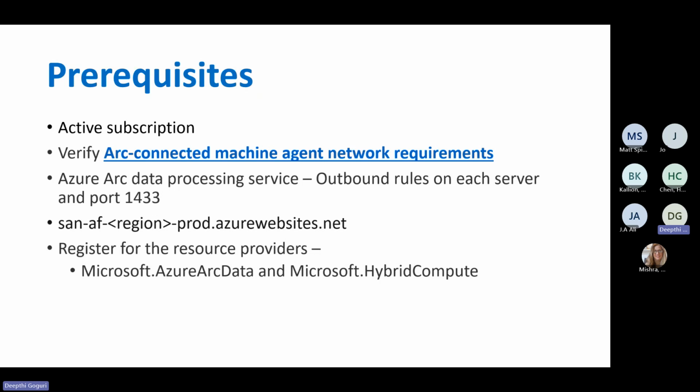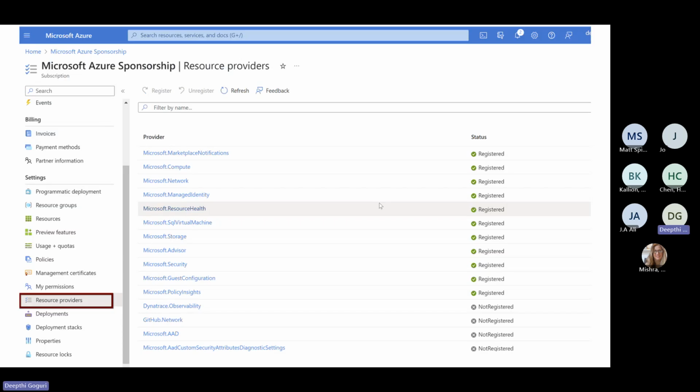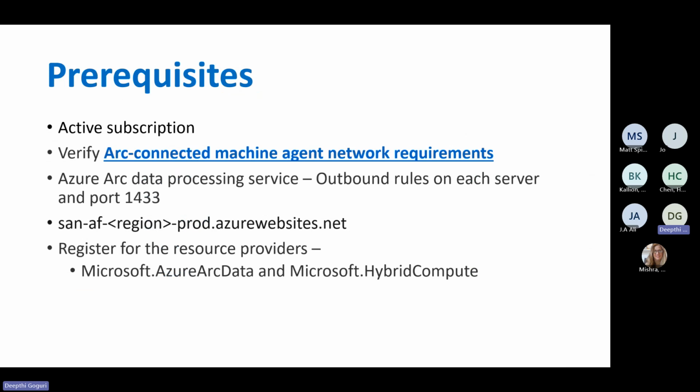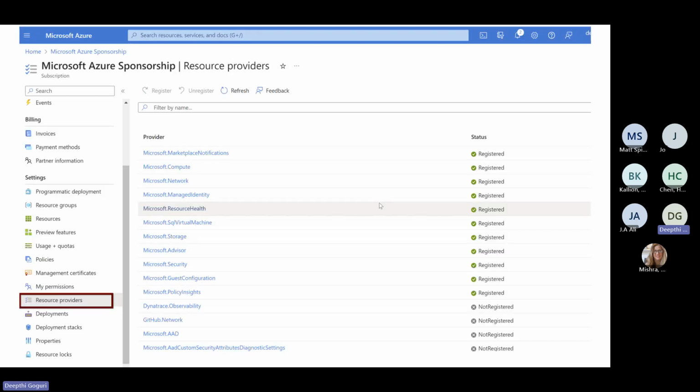So where do I install these, right? The last one, registering the resource providers, you find in your Azure subscription itself. On the left side pane, under Settings, you see Resource providers. Once you click on that, you can search for both resource providers: Azure Arc Data and Hybrid Compute. By searching for them, you can register them very quickly.